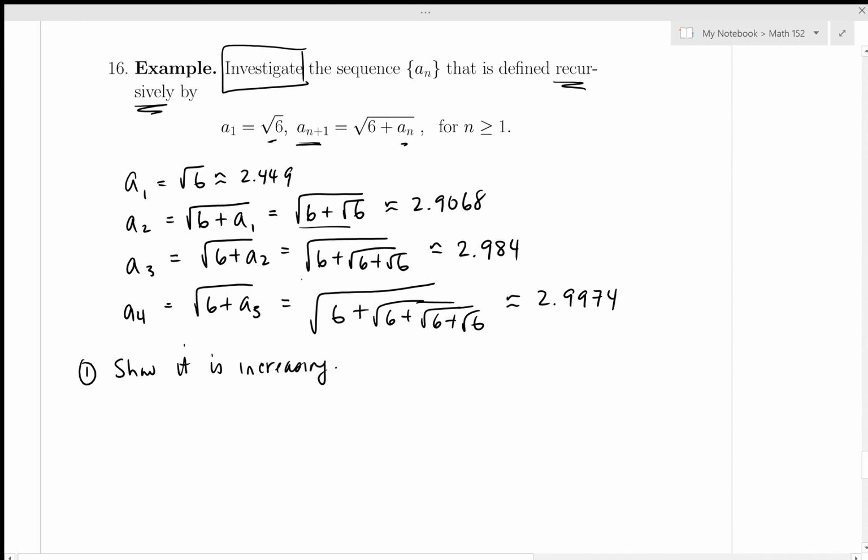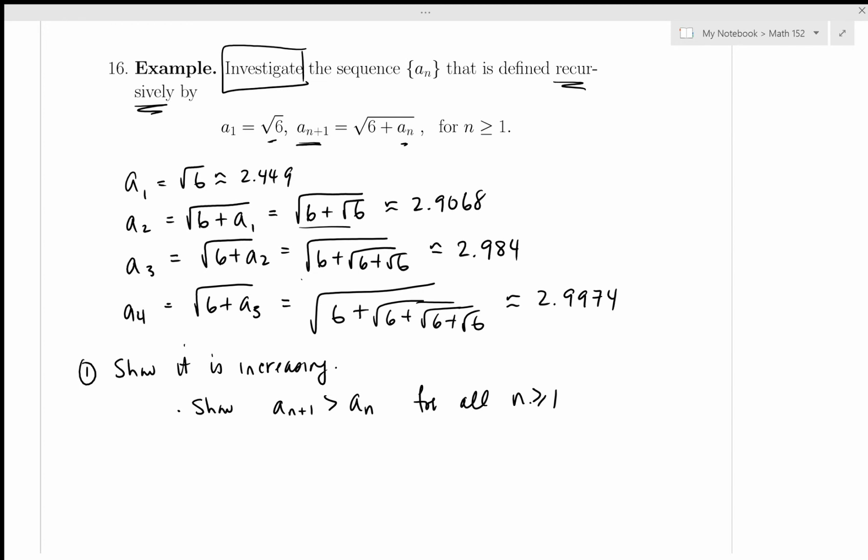Okay, which means that, what does that mean I need to show? That means I need to show that a_(n+1) is greater than a_n for all n. This is not as easy to do as in the previous examples because I don't have a formula for a_n that has n in it. The formula for a_(n+1) has a_n in it. So it's a little bit more complicated.